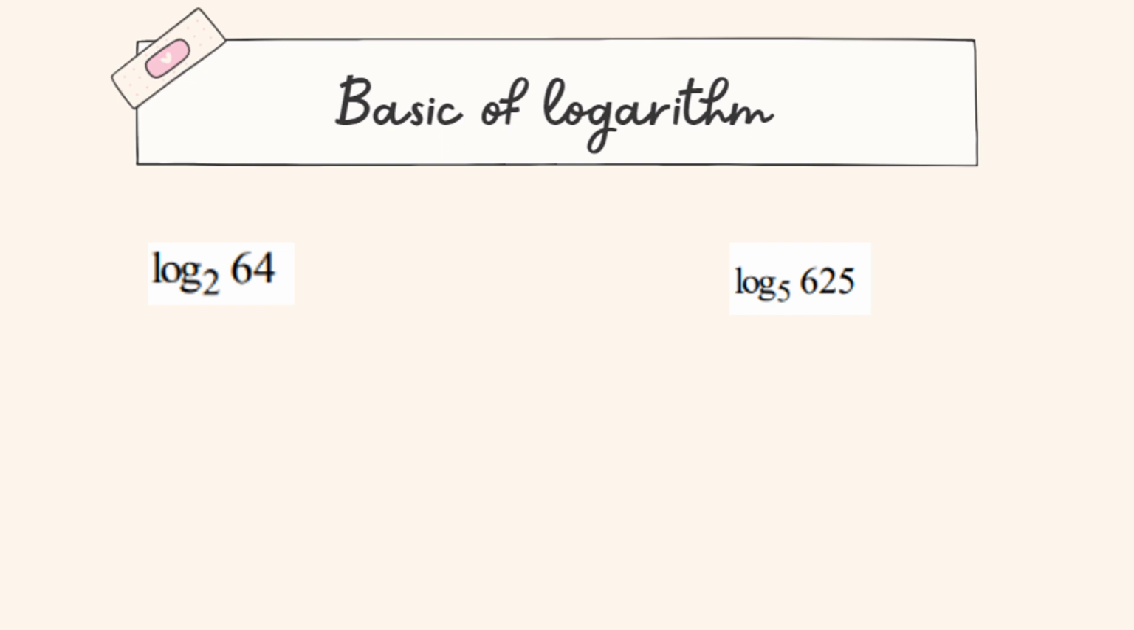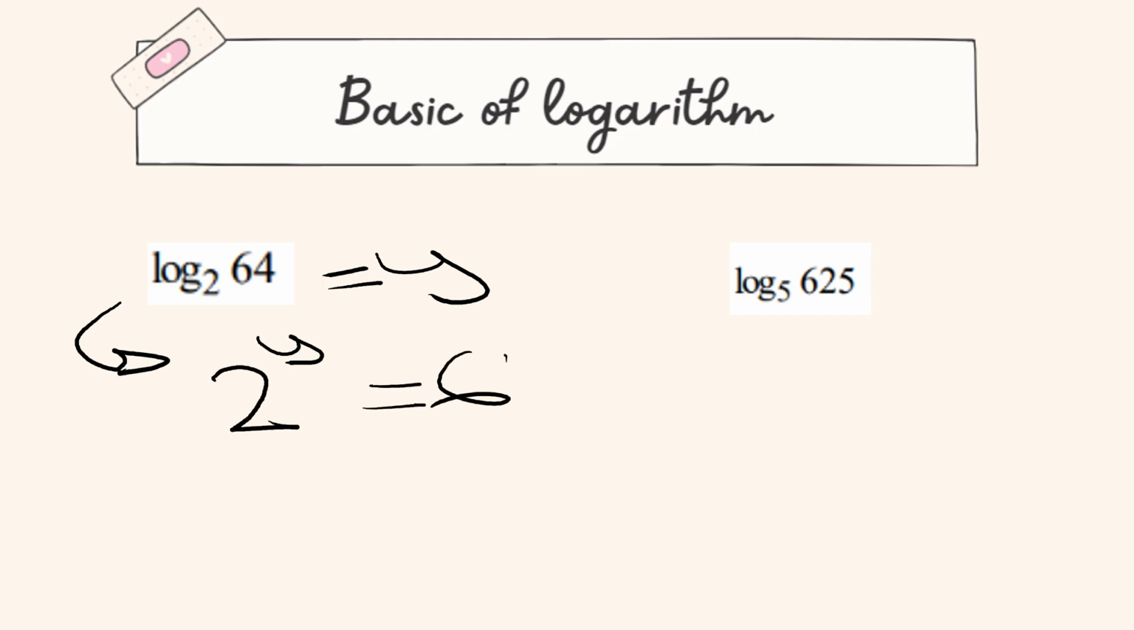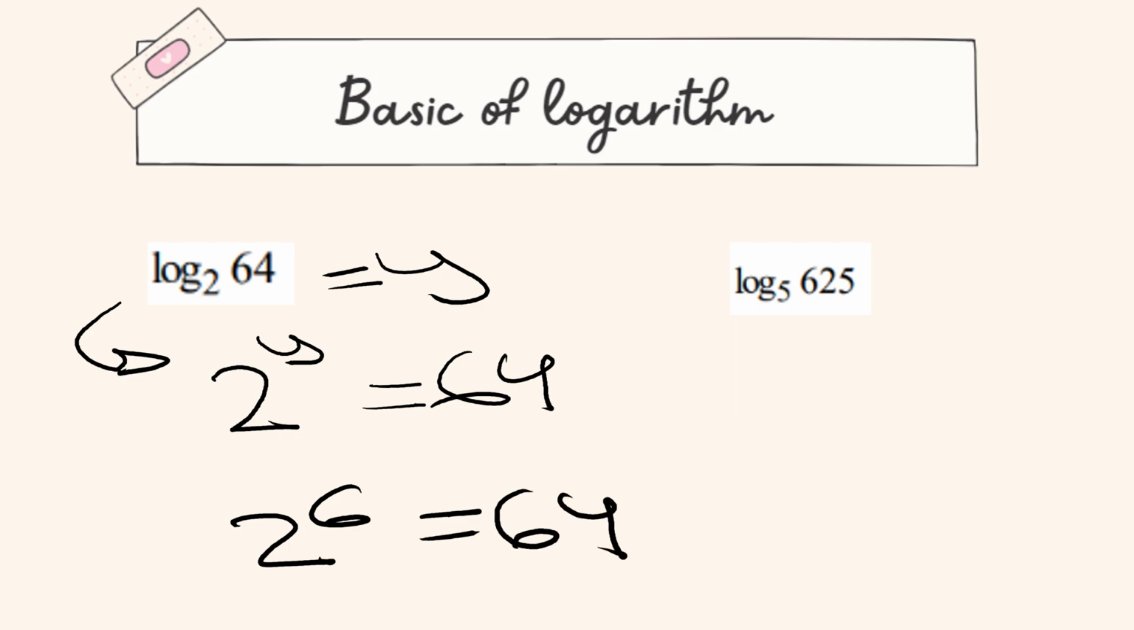Now, how to find the value of a logarithm function? If they gave us any logarithm function, we would set it equal to y, and then we would convert it to an exponential function, which would be 2 to the power of y equals 64. Then we would find the number that gives us 64 as 2 to the power of that number, which is 2 to the power of 6, which gives us 64. So y would be 6.